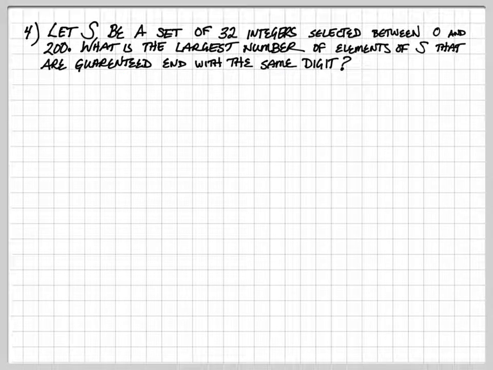Finally, suppose you are handed S, which is a random set of 32 integers selected from between 0 and 200. What's the largest number of elements from this set that we can guarantee end with the same digit? Well, if we are working base 10, then the digits we can end with are either 0, 1, 2, 3, 4, 5, 6, 7, 8, 9. And this is a pigeonhole principle problem.